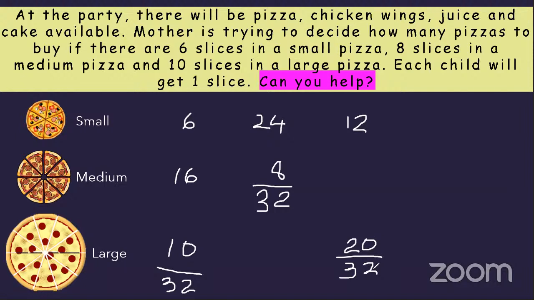All right. So 1 small, 1 medium, 2 large. I think we just tried that one, right, guys? One small, one medium, 8 plus 6, 14. Yes, that one didn't work because that gave us 34 slices.